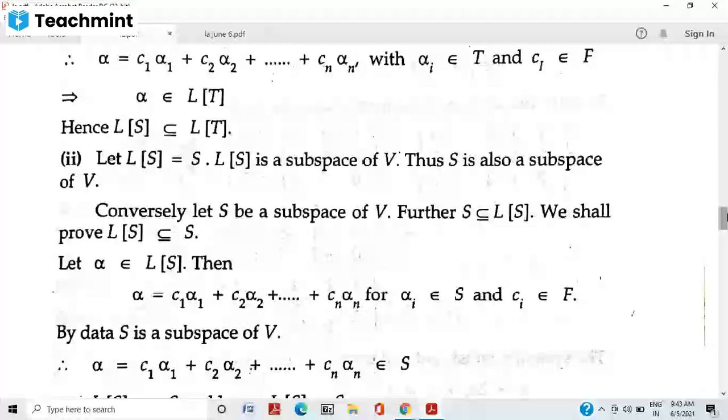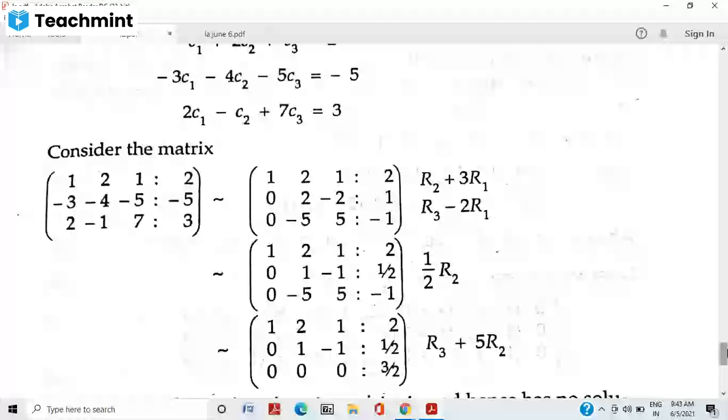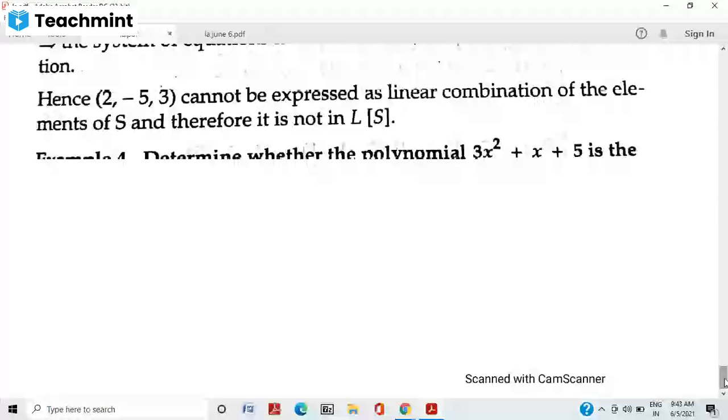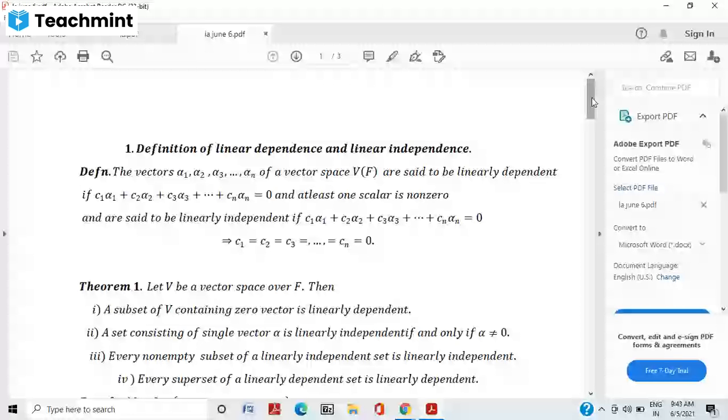Matrix method. Why did I discuss the matrix method also? Because we have to do some more problems finding rank in Olympiad. In that case, if we use this matrix method, it will be easy. Shall I move on to the next one? Dependence and independence. We will move on to the next concept.